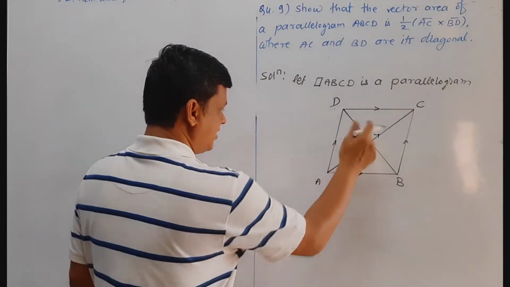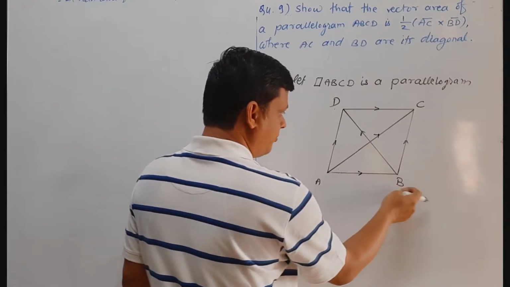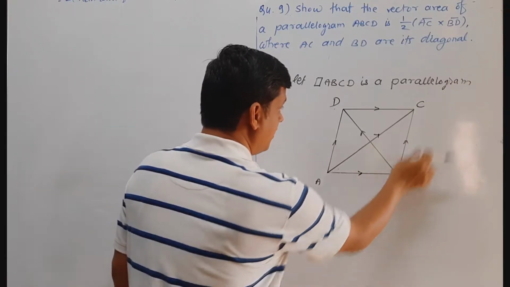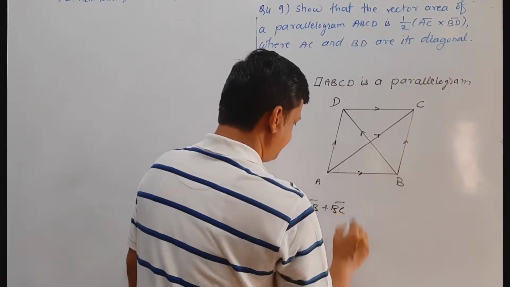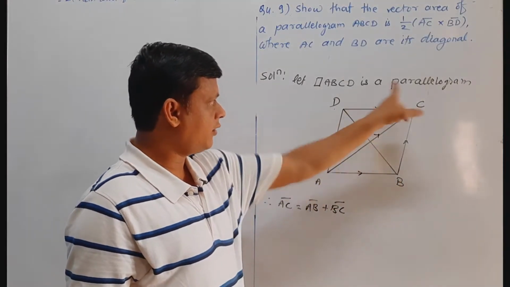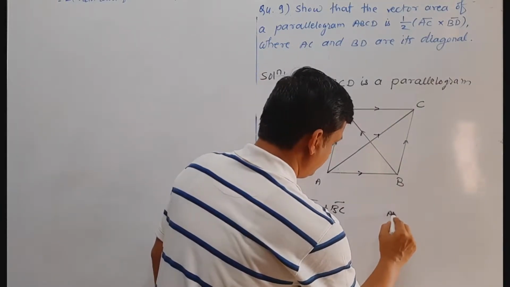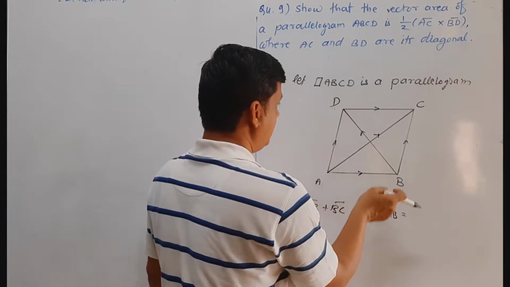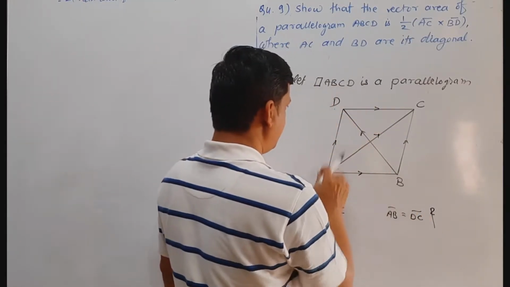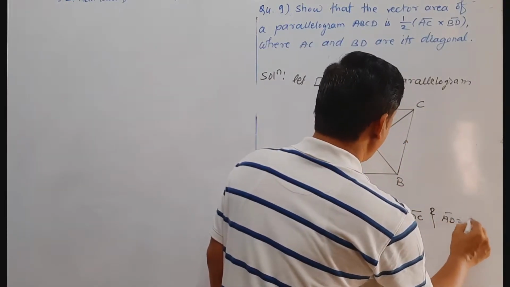So here first we find the value of vector AC. Therefore vector AC equals vector AB plus vector BC. Now here vector AB is parallel with vector DC, so vector AB equals vector DC, and vector AD equals vector BC.